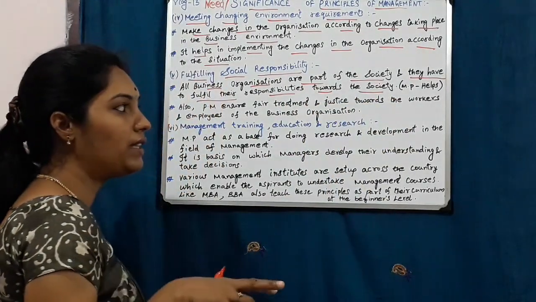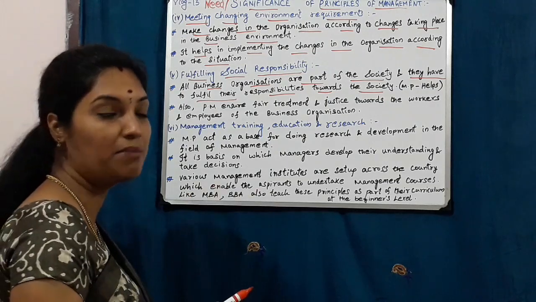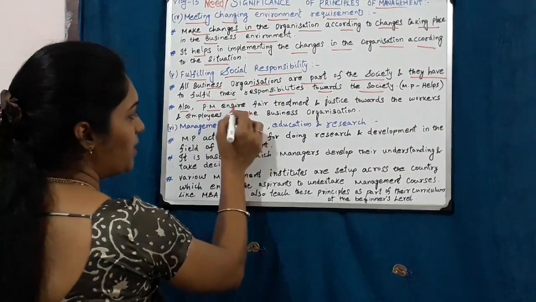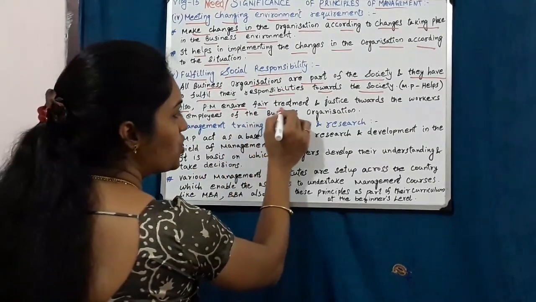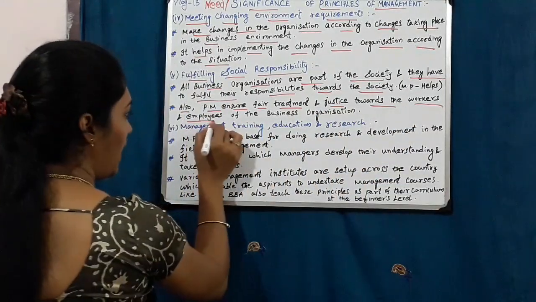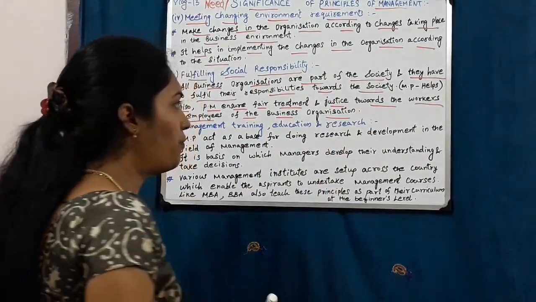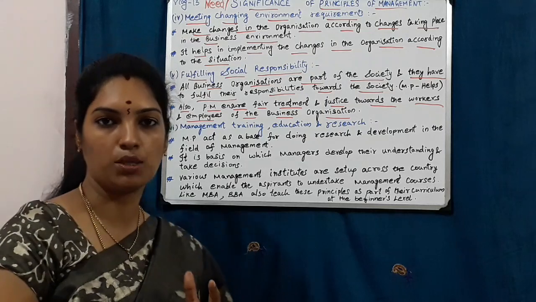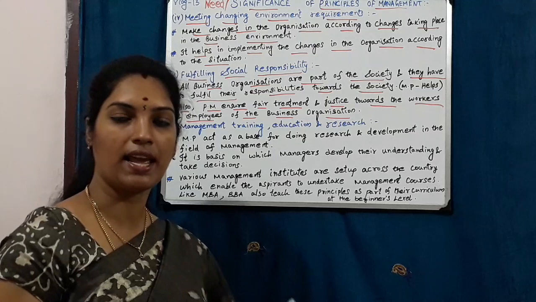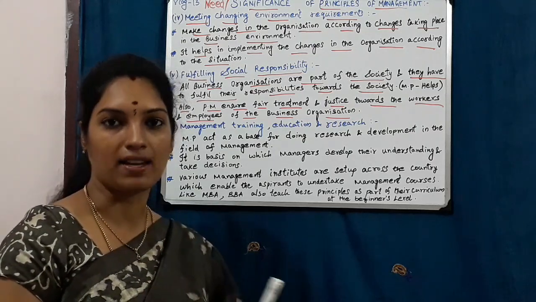So in order to fulfill their social responsibility towards the society, these principles help the managers. Also, principles of management ensure fair treatment and justice towards the workers and employees of the business organization. If the managers are well versed with the principles of management, not only towards the society, but towards the employees who are all working in the organization, they will give fair treatment.